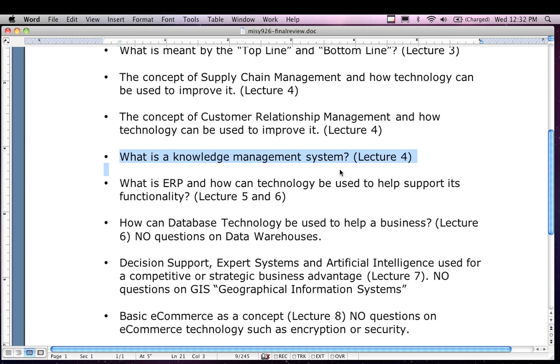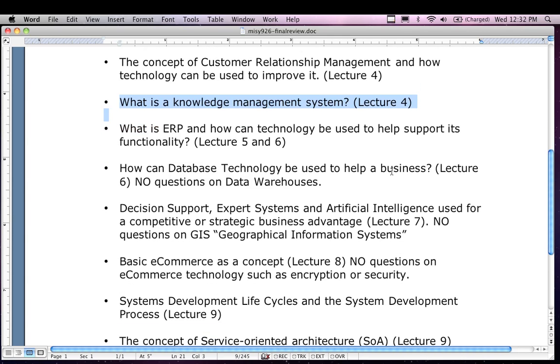The concept of enterprise resource planning, as I mentioned before, I already covered that. I didn't know it was in lectures 5 and 6. I believe lecture 5 also has some supply chain management material in the beginning of it. Don't worry about that; the question actually comes out of lecture 4. Lecture 5 got into a lot more detail on supply chain management.